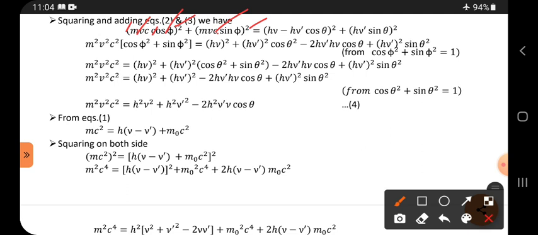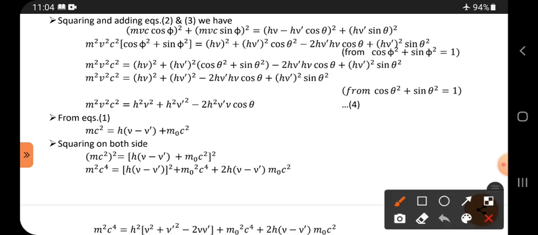Here we have mvc, here we have mvc. We can take outside common m square, v square, c square. Why? Because square is there. Next inside the bracket, cos square plus sin square. Everybody knows cos square plus sin square value is 1. Later we will substitute. And see here a minus b whole square, then apply the formula a square plus b square minus 2ab.